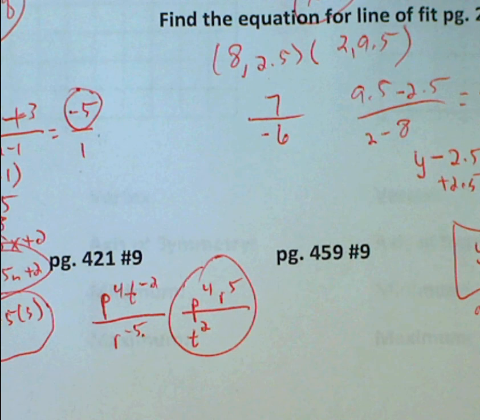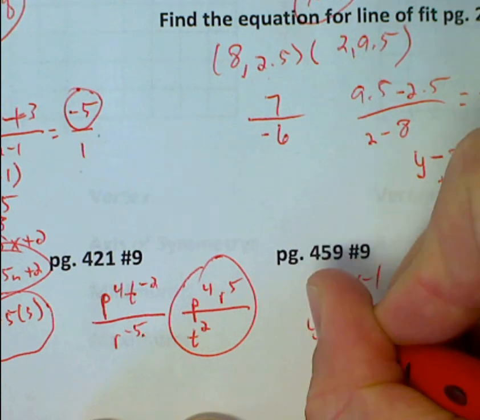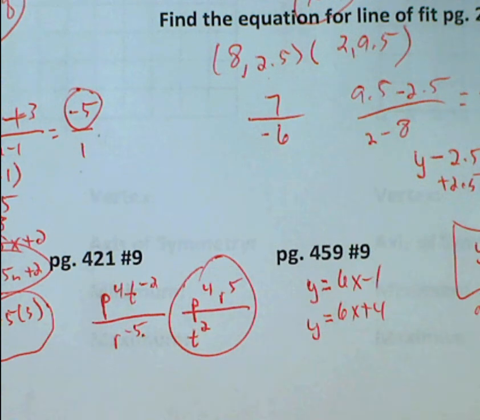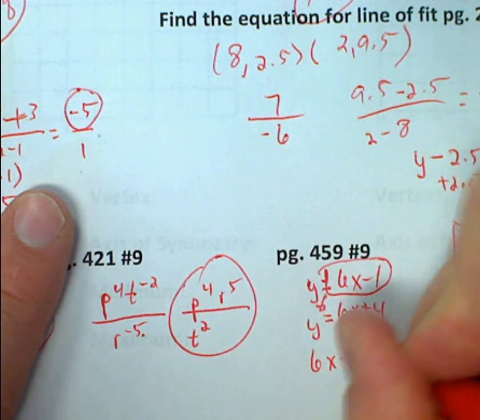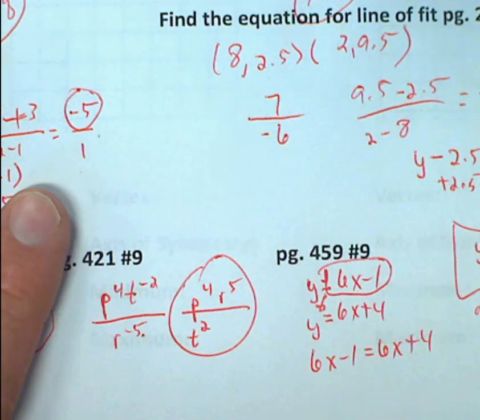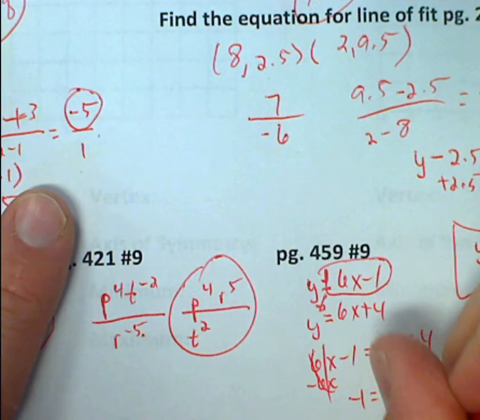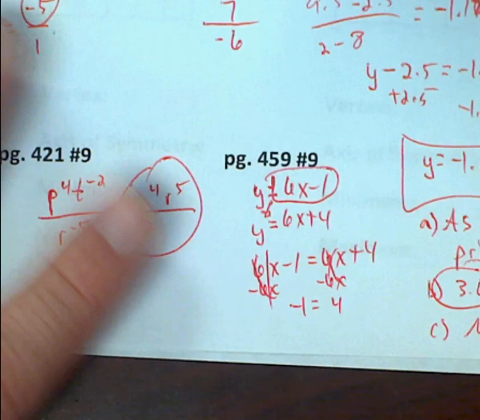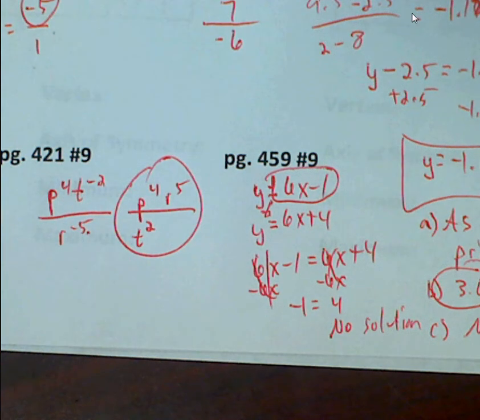Page 459, number 9. They give us y equals 6x minus 1, y equals 6x plus 4. This is set up to go ahead and substitute. So I get 6x minus 1 equals 6x plus 4. If I subtract 6x, my x's go away. Negative 1 equals 4. The left does not equal the right, so we say no solution. Remember, if it did, then it would be all real numbers, but it does not.